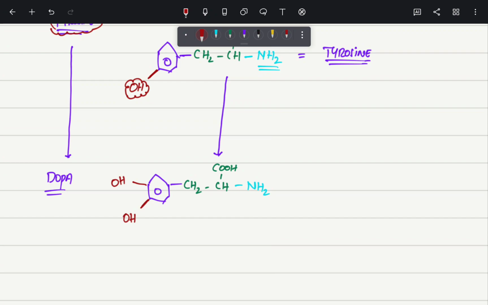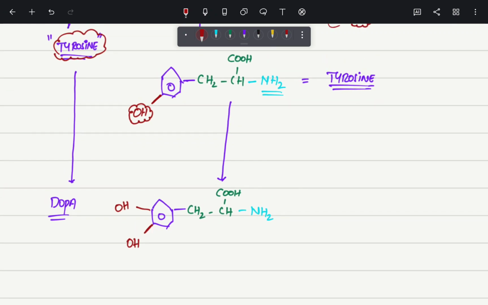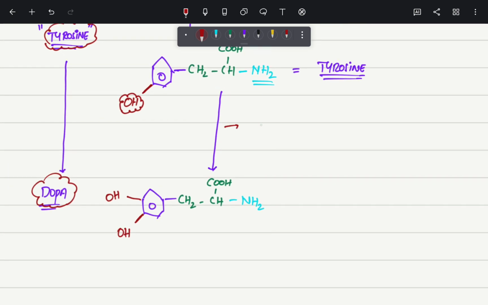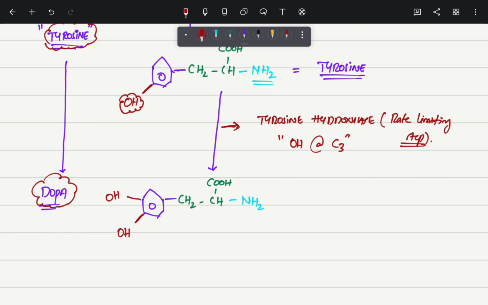So what is the enzyme that is converting tyrosine into dopa? The enzyme responsible here is tyrosine hydroxylase, which was doing hydroxylation at carbon number 3. And this tyrosine hydroxylase is the rate limiting step of the catecholamine synthesis. So please remember this one, this is very important.